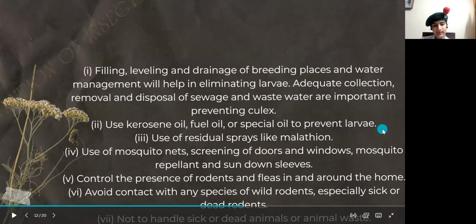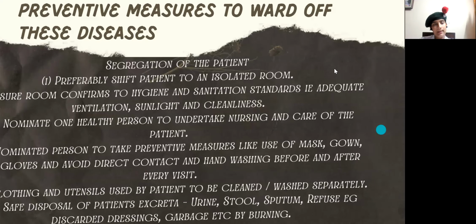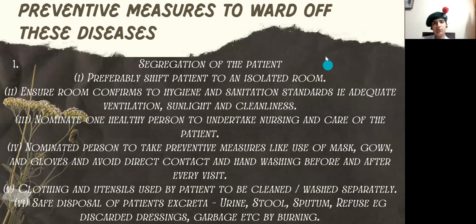Next, preventive measures to ward off these diseases. Number one, segregation of the patient. Preferably shift patient to an isolated room. Ensure room conforms to hygiene and sanitation standards, that is adequate ventilation, sunlight, and cleanliness.